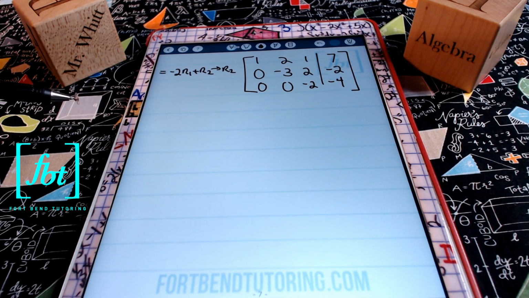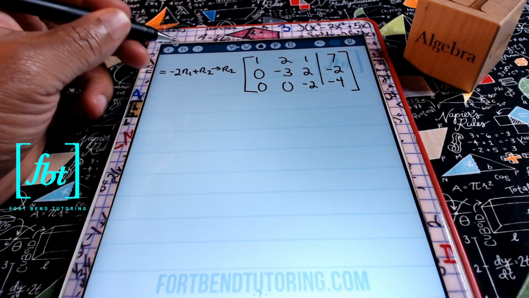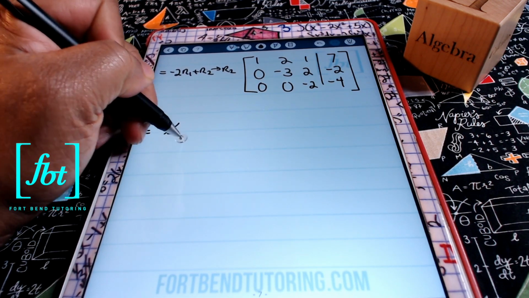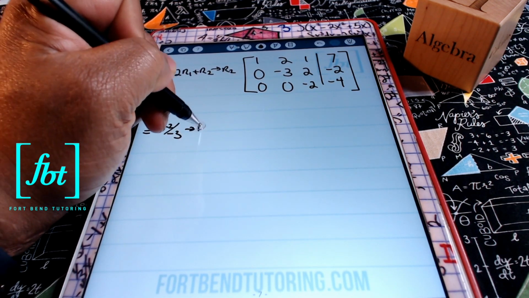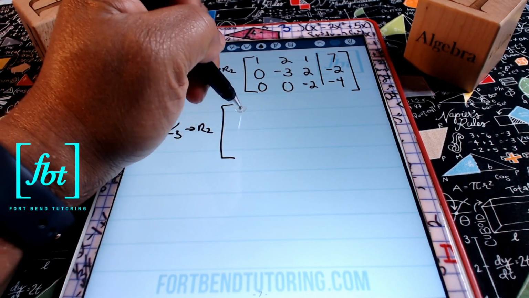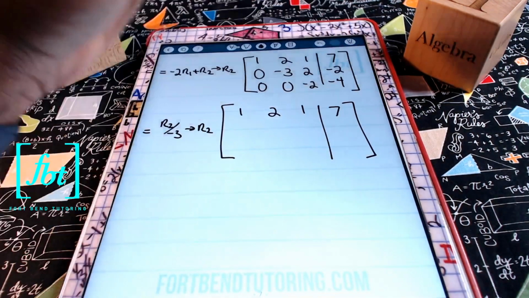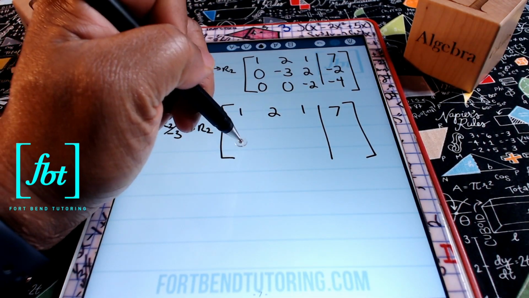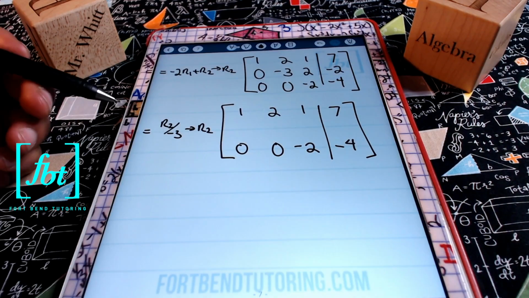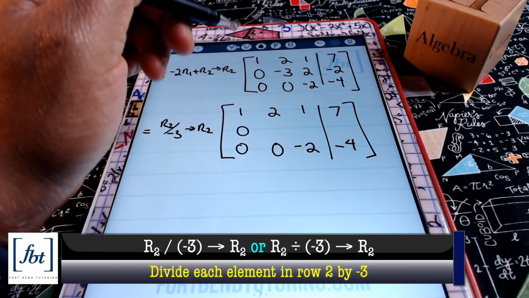Staying consistent, our next step is to make this -3 a 1. So what I'll do then is I'm going to take row 2 and divide it by -3, putting the result in row 2. So what this will look like is the first row remaining the same, 1, 2, 1, and 7. And I'm going to go ahead and write out my third row, knowing that it won't be changed in this step here.